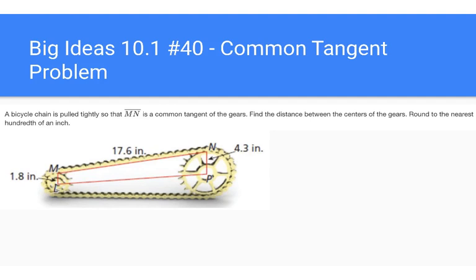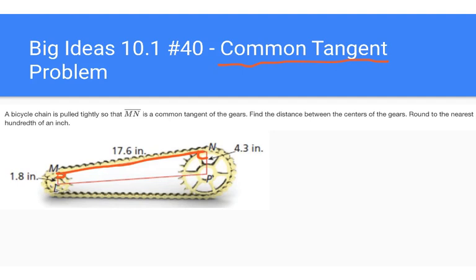Okay, so a bicycle chain is pulled tightly so that the distance from M to N, that segment, is a common tangent of the gears. Okay, so common tangent problems. This segment right here is a common tangent. We want to find the distance between the centers of the gears, and we know the radii of the two gears. Basically we do know that the radii drawn to the point of tangency make a right angle. So another important theorem from chapter 10, section 1.